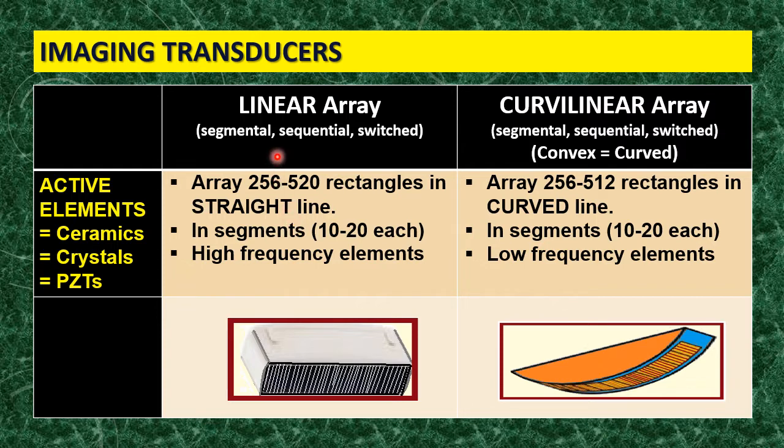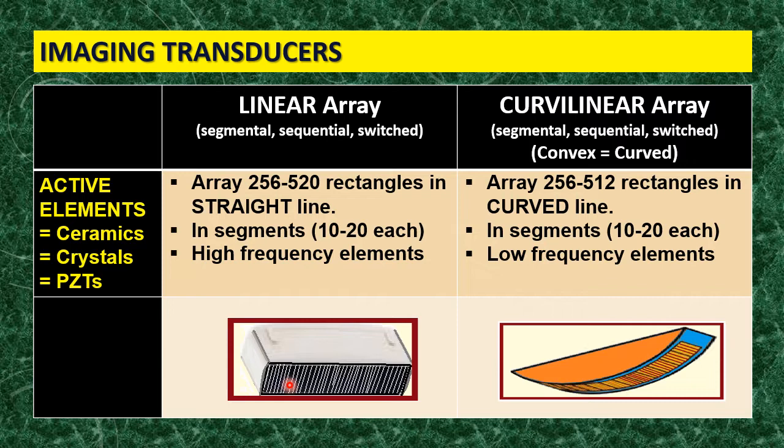In the linear probe, they are arranged in a straight line, and they are grouped in segments. Each segment usually has between 7 up to 20 active elements grouped together in one segment. So we have here one segment, 2, 3, 4, 5. As we go over the face of the transducer, you can notice that they are divided into segments. Sometimes these segments are activated in a sequence.